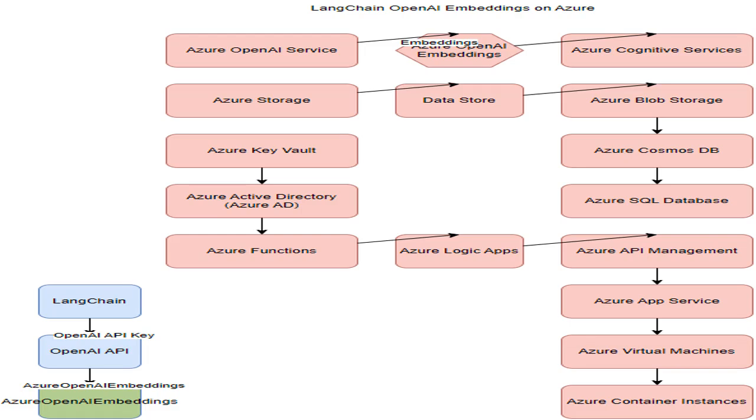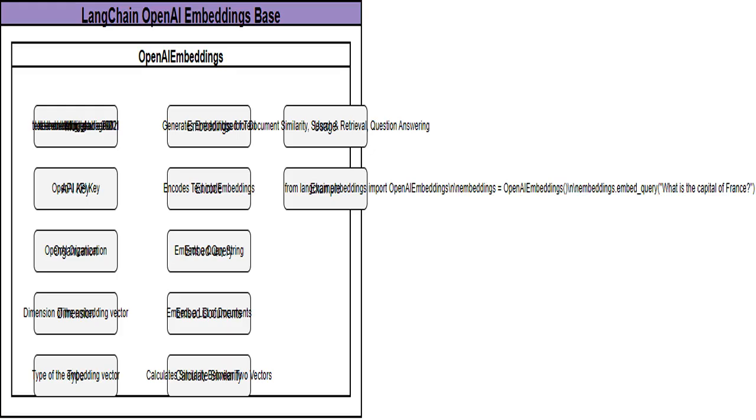Azure OpenAI Embeddings provides embeddings functionality. Text data is sent to Azure OpenAI Embeddings for embedding generation. Azure OpenAI Embeddings is a LangChain component for interacting with Azure OpenAI's embedding API. LangChain OpenAI Embeddings Base. This system provides a framework for generating embeddings from text using the OpenAI API. OpenAI Embeddings. This component is responsible for interacting with the OpenAI API to generate embeddings for text.